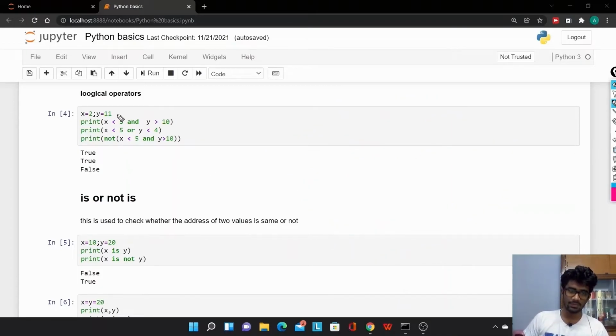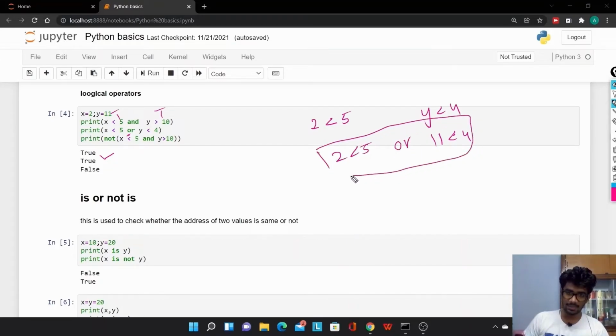Here both cases are true, so that's the reason we are getting the output as true. Now let us see the OR operator. Here the first comparison says x less than 5, that is 2 less than 5, and the second comparison says y less than 4, that is 11 less than 4. In the middle we have the OR operator. So this is the final statement that we have there.